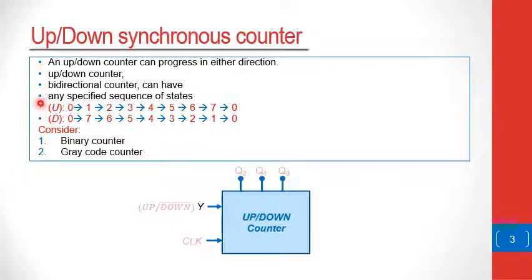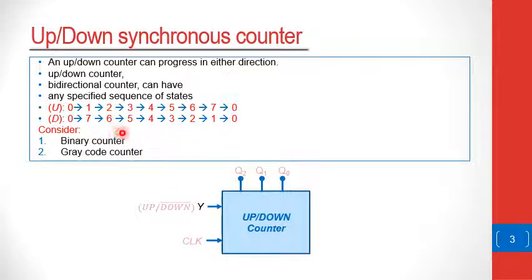So the specific count sequence, for instance, if it's counting up, U for up, it will count from 0, 1, 2, 3, 4, and so on and so forth. And then when it reaches the terminal count, say 7, it goes back to 0. That would be an up count sequence. A down count sequence D would be from 7, 6, 5, 4, 3, 2, 1, and then it goes back to 0, and it repeats.